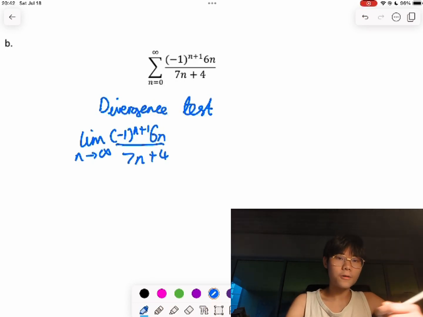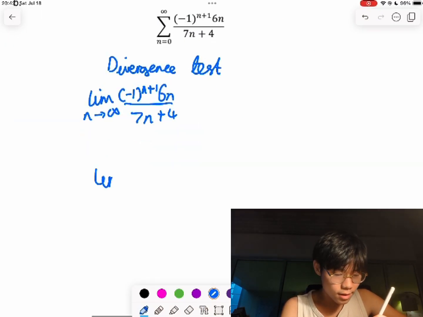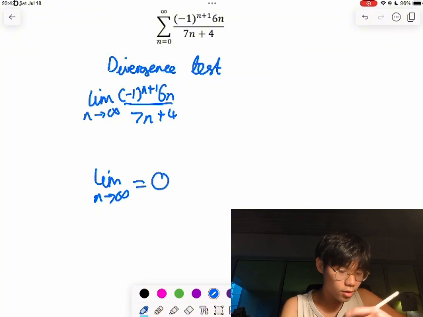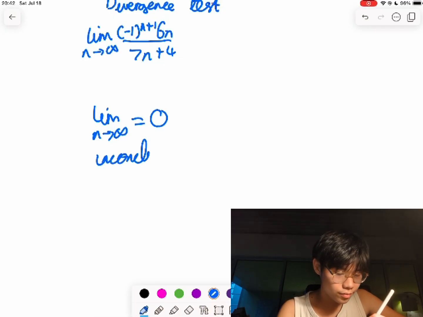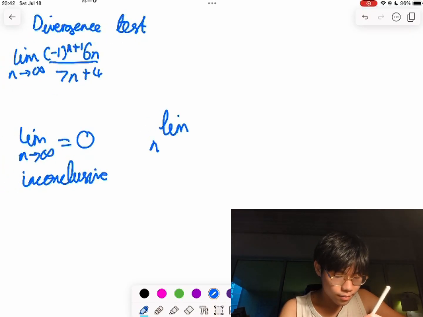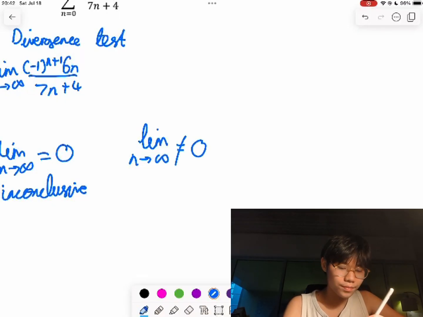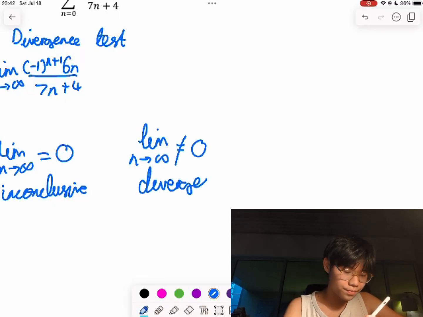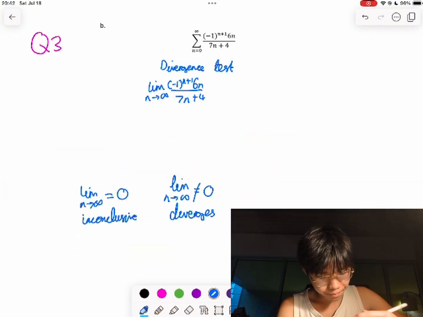Okay, and so if your limit to infinity becomes 0, that means it is inconclusive. And if your limit to infinity is not 0, that means it diverges. Okay, so let's do the limit right now.